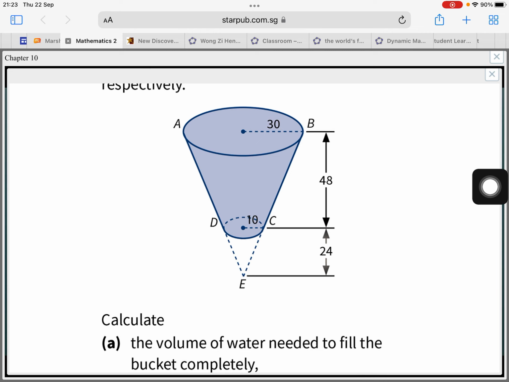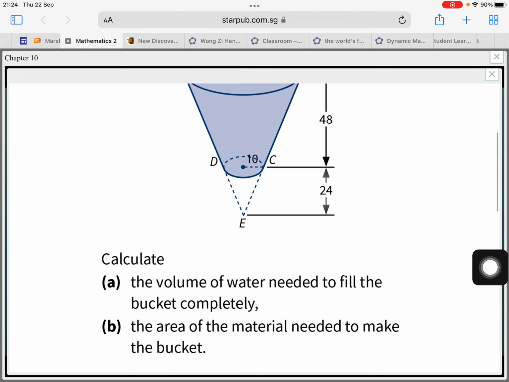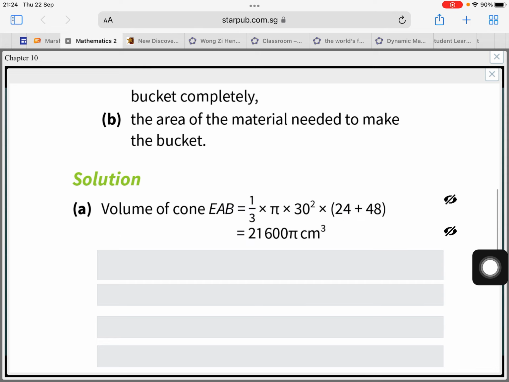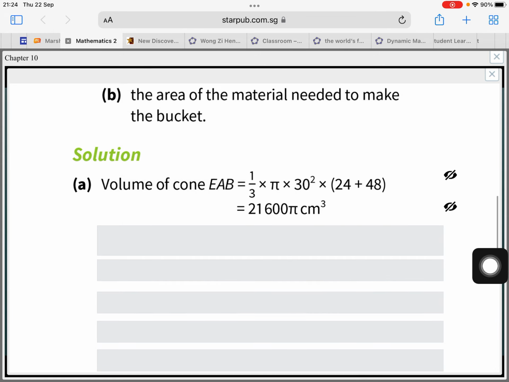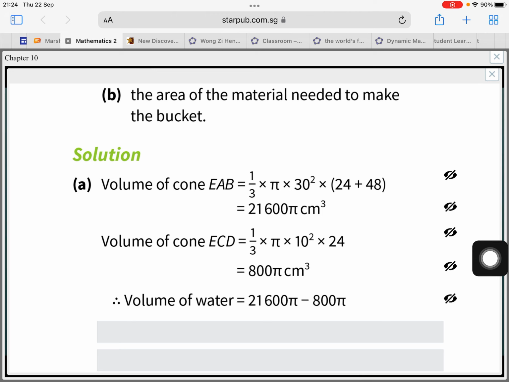So let's proceed with that. 1/3 pi r square h. The larger one will be 1/3 pi 30 square, and my h will be 48 plus 24, which is 72. Minus away 1/3 pi 10 square times 24. So this is the first one, 1/3 pi 30 square times 72, and 1/3 pi 10 square times 24. Once you have these two, you can subtract them.